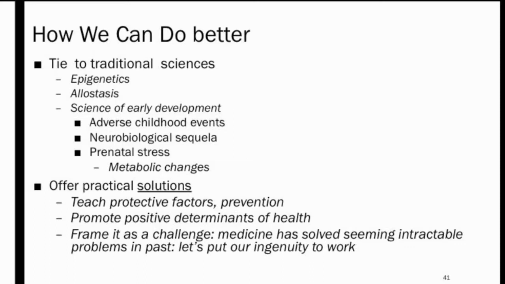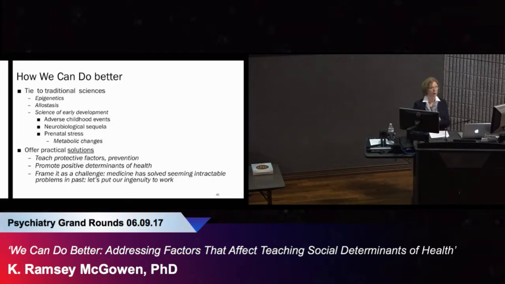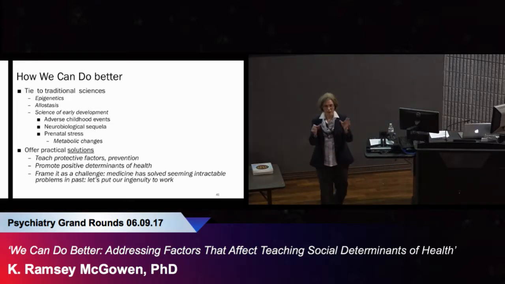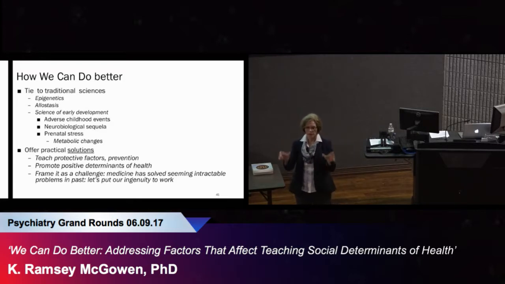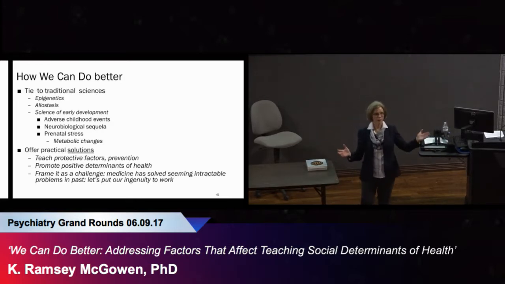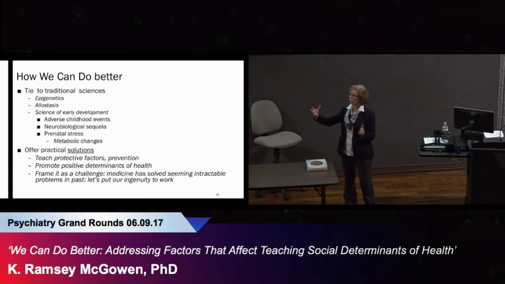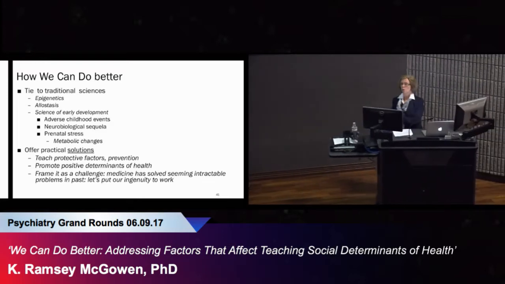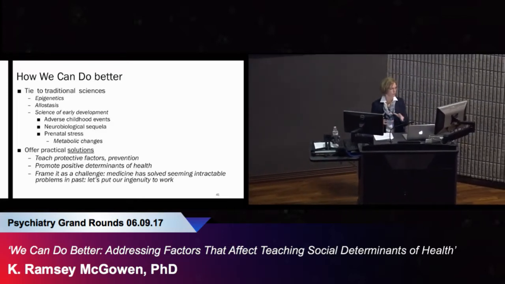We need to teach protective factors and prevention and strengths in addition to risks and deficits. We need to promote the positive determinants of health. So for each of those things on that early list that I showed you, education, built environment, stress, community, all those things, they can go either way. They can have an adverse effect on health, but they can have a positive effect on health outcomes. And to the extent that we can teach people how to promote positive health outcomes through positive determinants of health, we're offering a much more optimistic message.